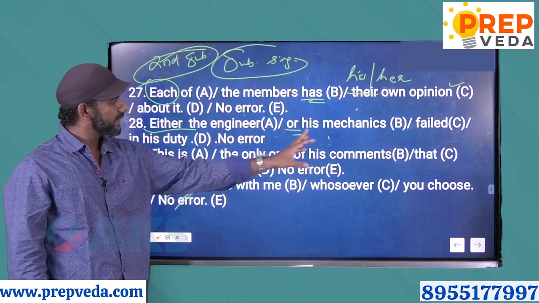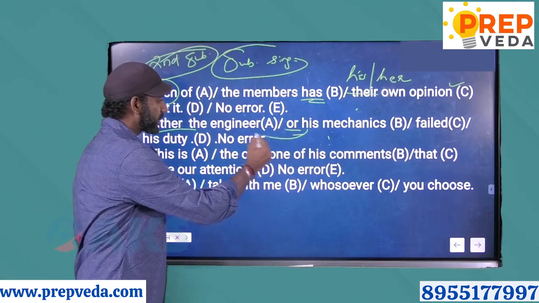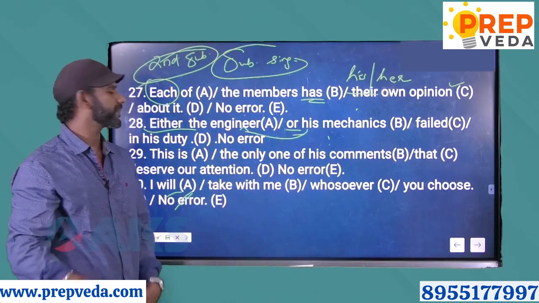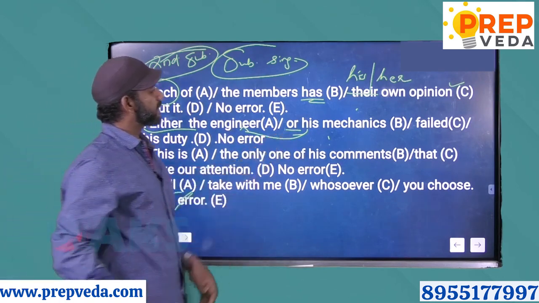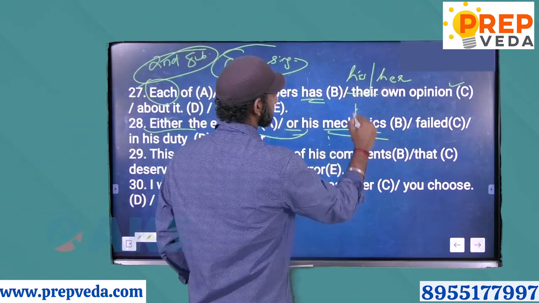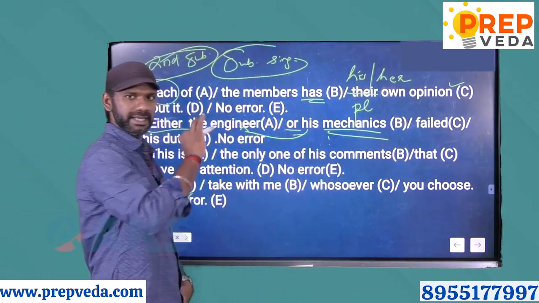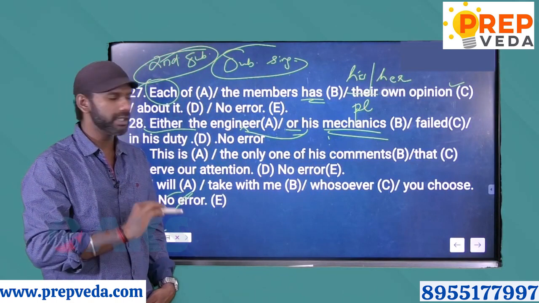Engineer is a singular noun. His is a singular pronoun referring to the singular noun engineer. That is completely fine. So either or is there. We need to focus only on the second subject. The second subject here is his mechanics, plural. Right? The second subject here is his mechanics, plural.